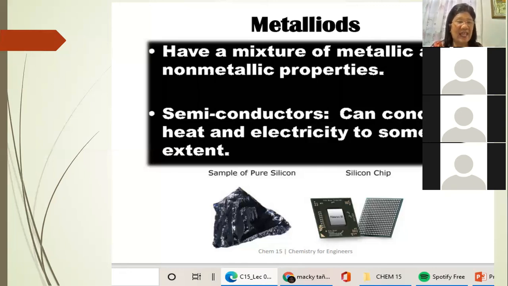For instance, silicon. A sample of pure silicon. Silicon is being made into chips. Be thankful for silicon, because without silicon we would not have the chips in our cellphones. Yes, that is made of silicon.